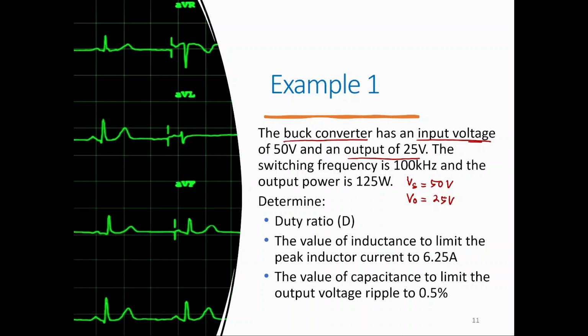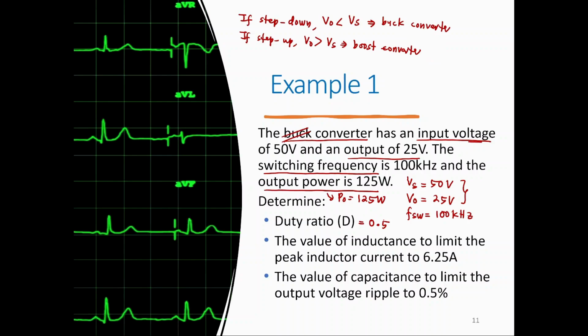Right, and then switching frequency is 100 kilohertz, and the output power, which is P out, is 125 watt. You need to find number one, your duty ratio. I'll give you the final answer later on. We'll discuss this, so give a try so that I can ask any one of you to do the solution next week. The duty cycle is 0.5.